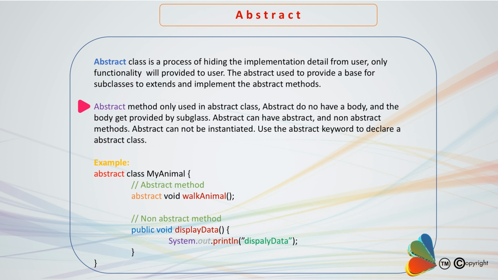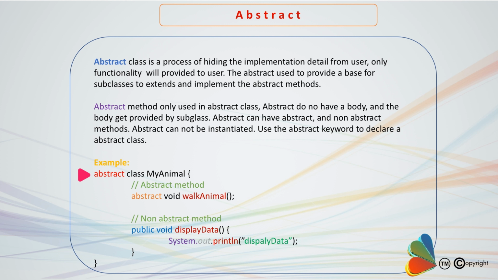Abstract methods do not have a body, and the body gets provided by the subclass or child class. An abstract class can have abstract methods and non-abstract methods. An abstract class cannot be instantiated. Use the abstract keyword to declare an abstract class.